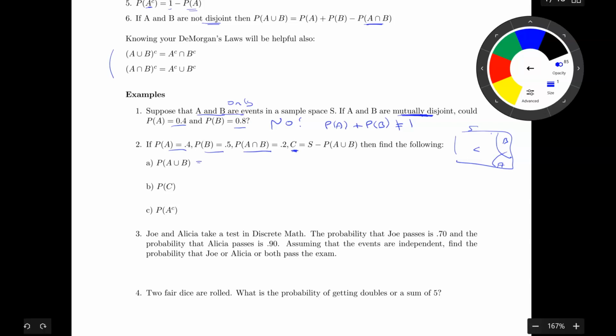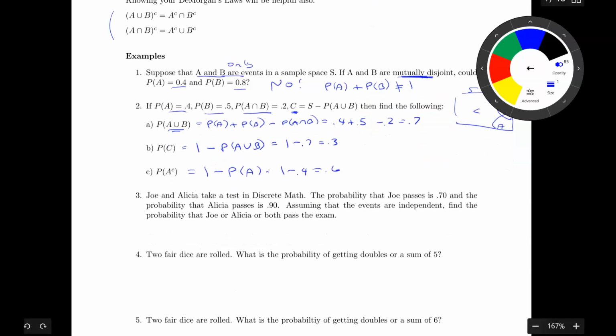Okay, so let's find A or B. That's going to be the probability of A plus the probability of B, subtract off A and B, because I've counted that twice. So that's 0.4 plus 0.5 minus 0.2, so that gives me 0.7. So that's the probability of A or B. So what's the probability of C then? That's going to be all of it, subtract off the probability of A or B, right? So that's 1 minus 0.7, that's 0.3. So my picture's kind of off, right? So what's the probability of A complement? That's going to be 1 minus the probability of A. So 1 minus 0.4 or 0.6.